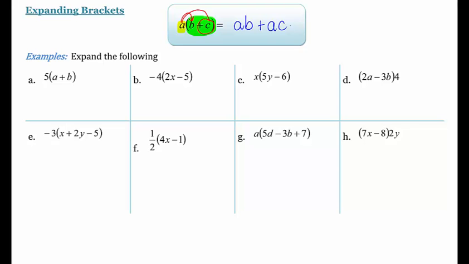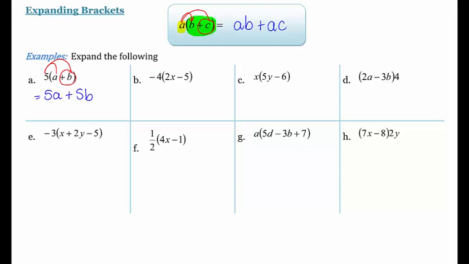Okay, so let's try and do some here. So we've got 5 out the front, so it's 5 times A is 5A, and then 5 times positive B is plus 5B.